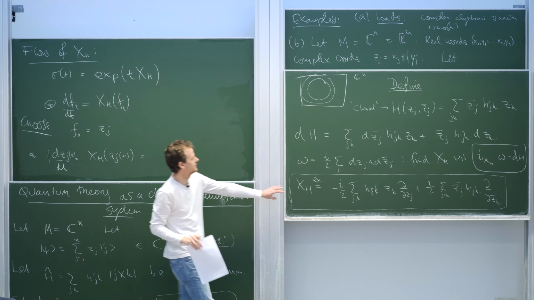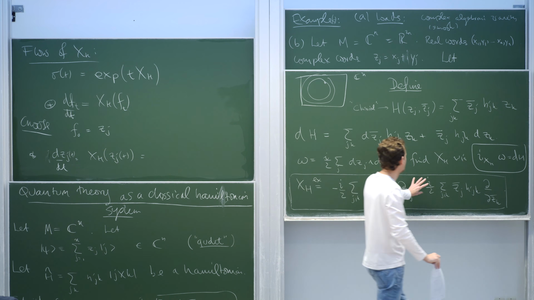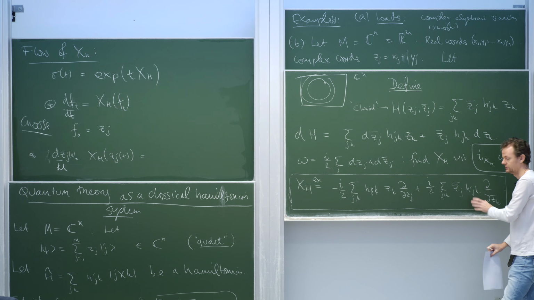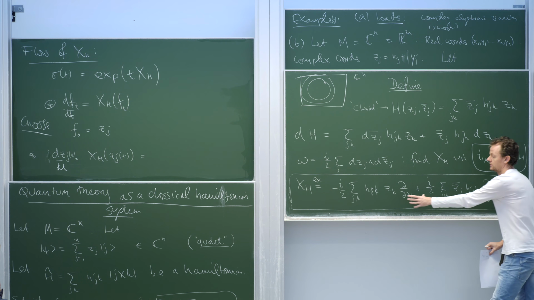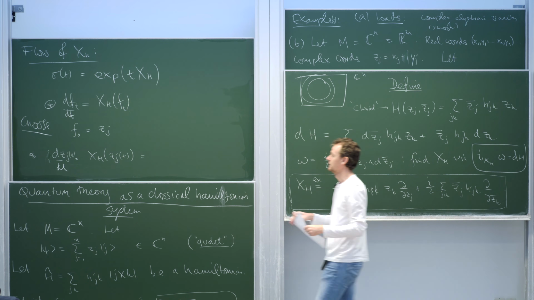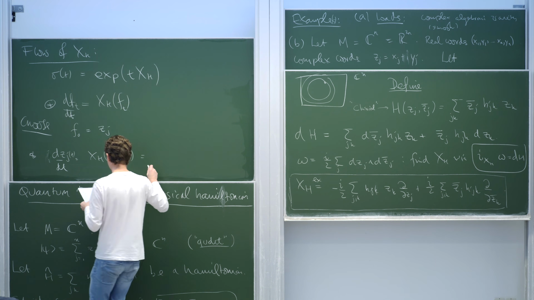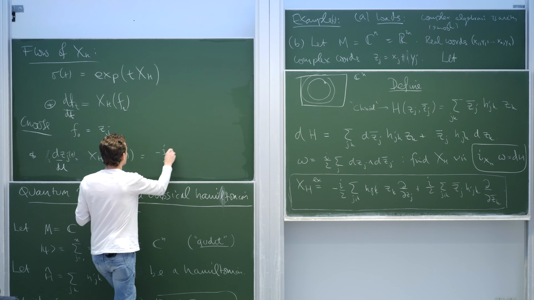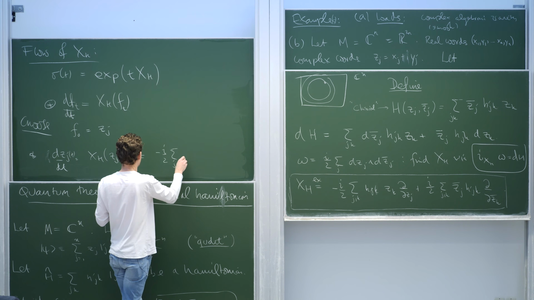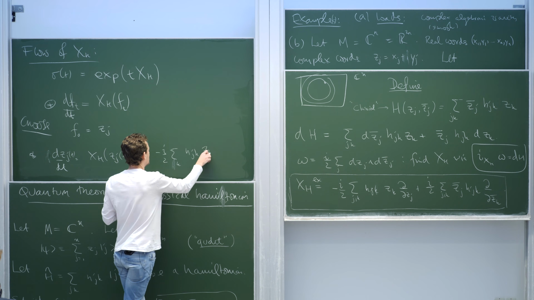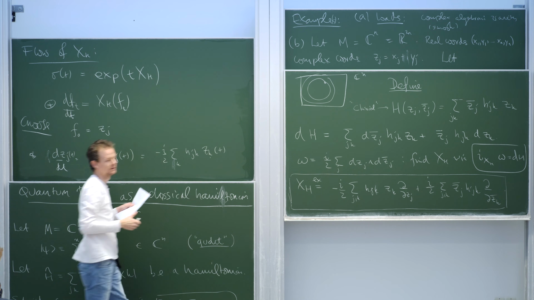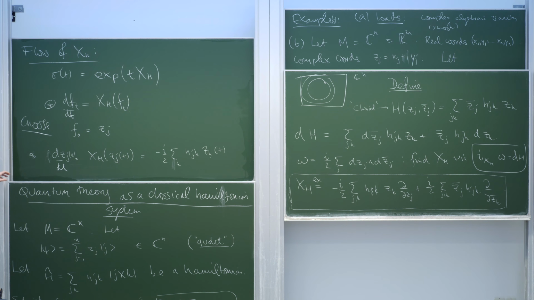But if we take a look at our vector field over here, we see that the second term drops out, right? This is the anti-holomorphic bit. Here's the holomorphic bit. And we're left with this equation, which is none other than the Schrödinger equation with a minus sign.